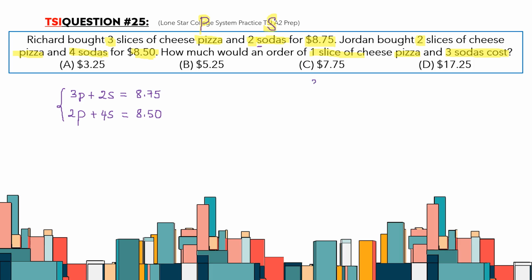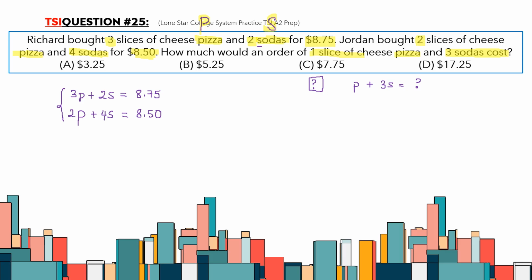So the question right here is what is 1P plus 3S equal to? 1 slice of cheese pizza, the cost of 1 slice, we already know it is P. So just P plus 3S equal what? That is our question: how much money we have to pay for it. So we go back to our system of equations. How do we solve this one?